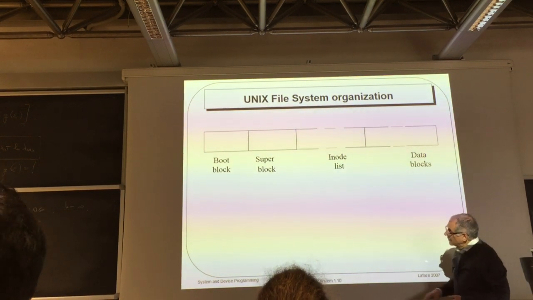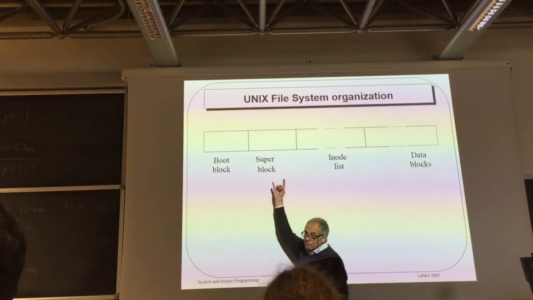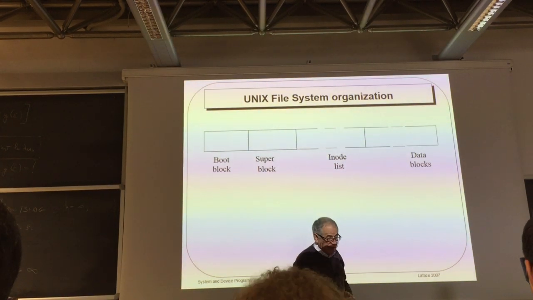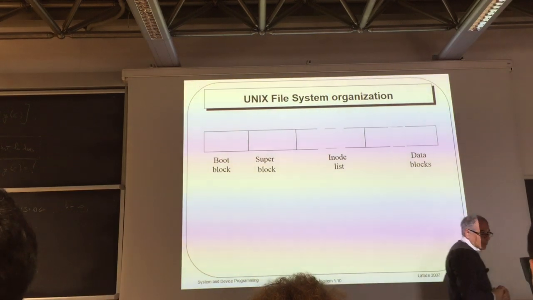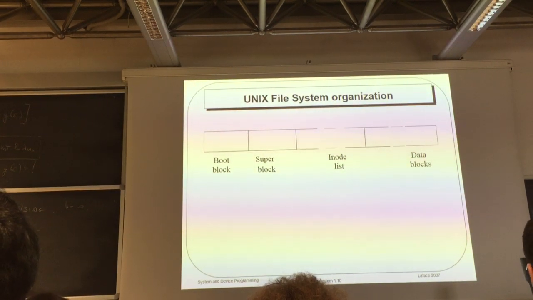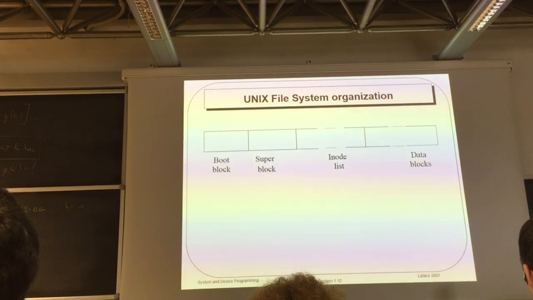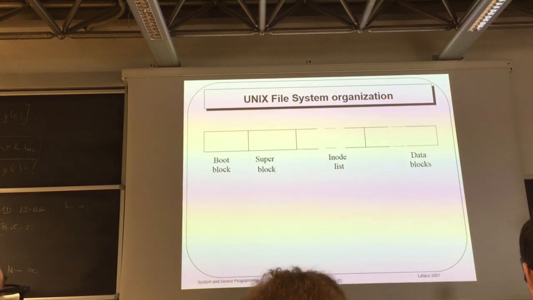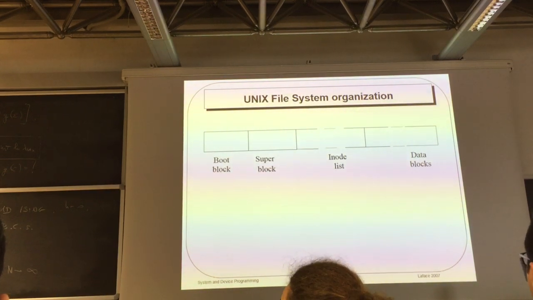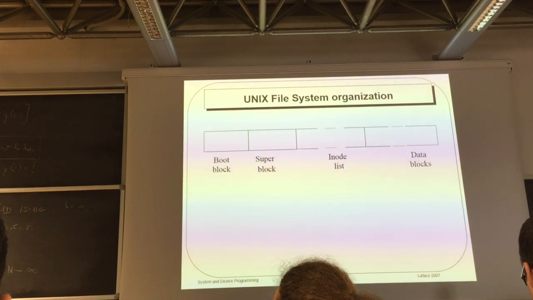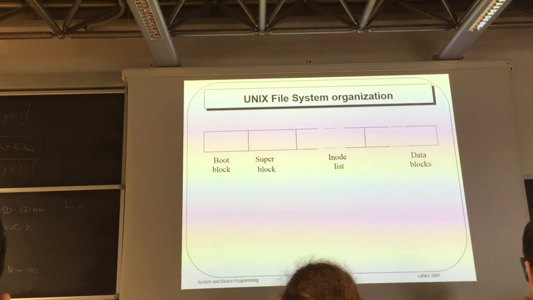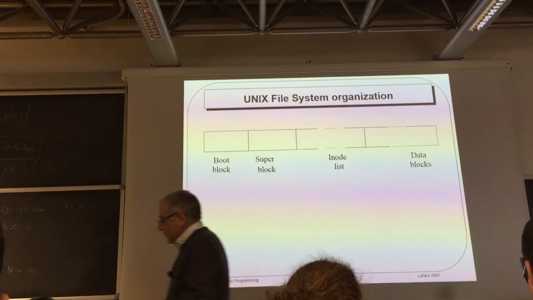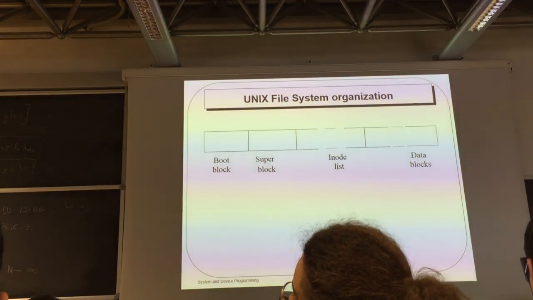The second set of blocks is the so-called super block. The super block contains all the information related to the current state of this file system. So the number of files, the number of data blocks that are free, the number of nodes that are free, and the list or map of these free elements.